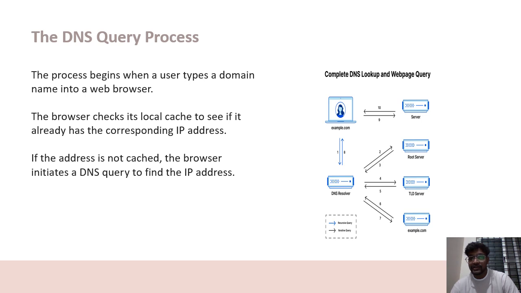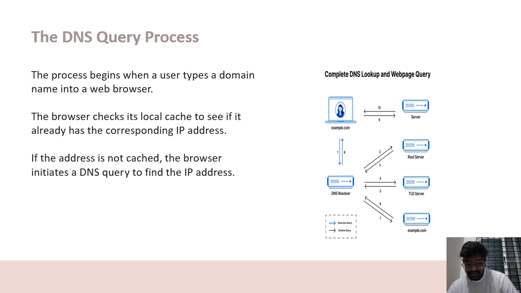Here I gave a picture of a DNS lookup for a web page query. Here the user enters example.com, it goes to the DNS resolver, which goes to the DNS servers and back. If the address is not cached, the browser initiates a DNS query to find the IP address.